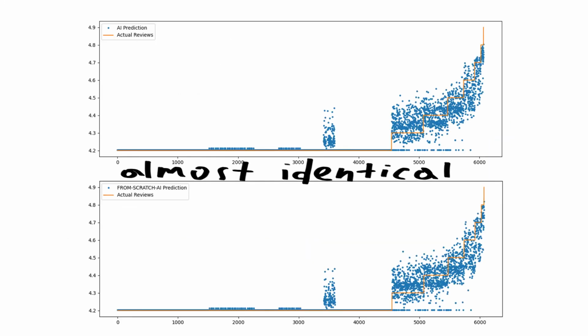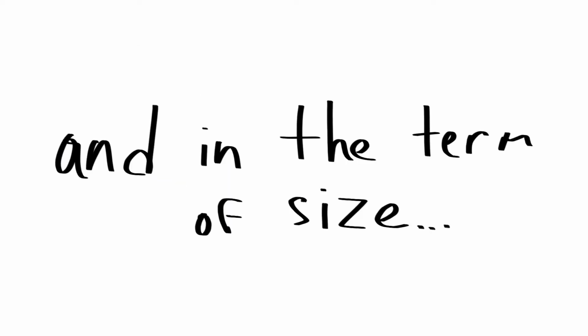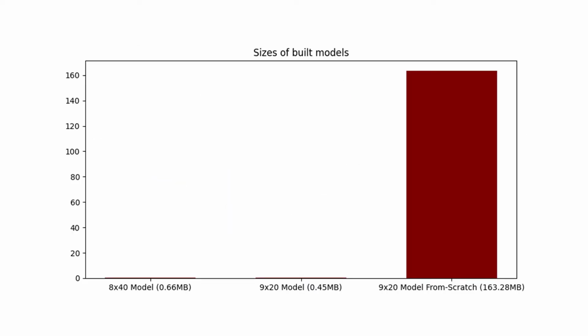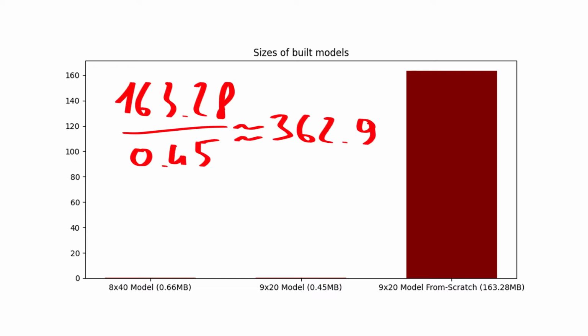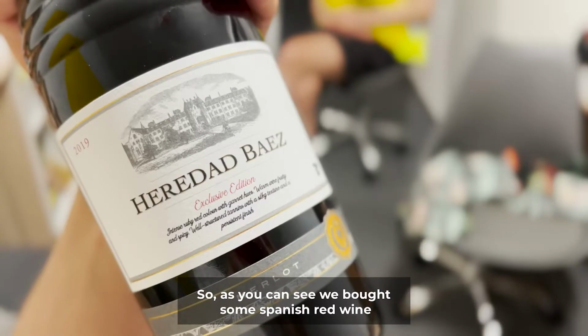In terms of predictions, they're almost identical. But in terms of speed, the from scratch model is 4 times slower. And in terms of size, well, just look at this chart. There are actually 3 bars. The from scratch model is more than 360 times bigger. We have also created a simple website so our model has a proper user interface.